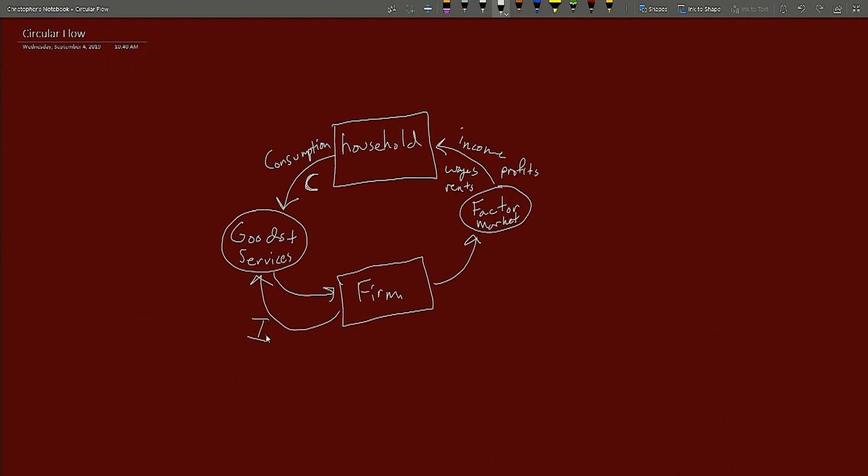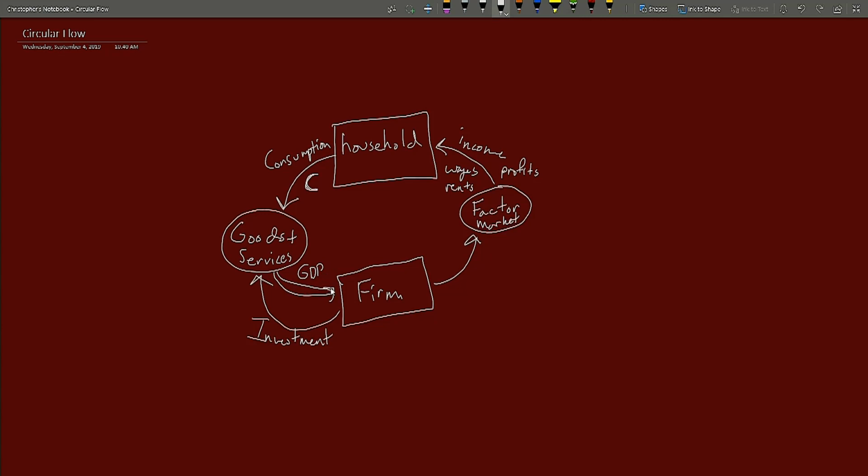We call this investment. This is not the same investment as investing in the stock market. This is firms going in and purchasing goods and services. This little arrow here has a name. It's called GDP, Gross Domestic Product. That is the measure of the economy.